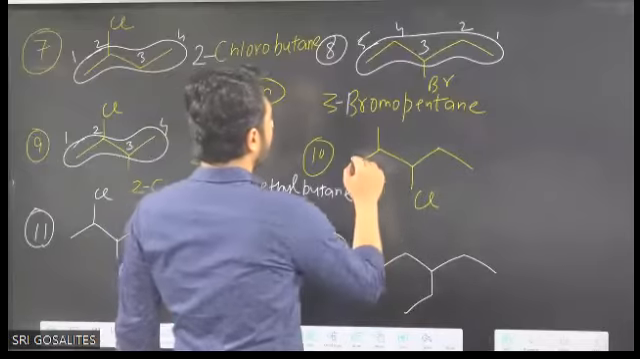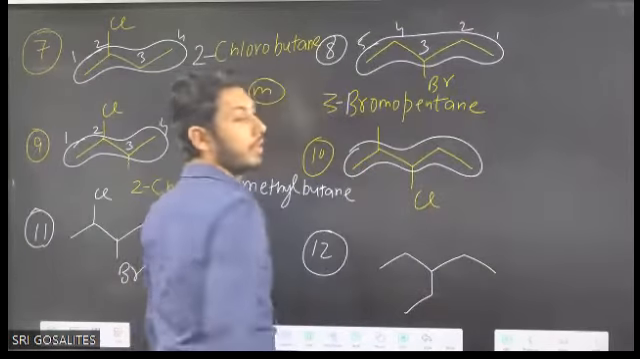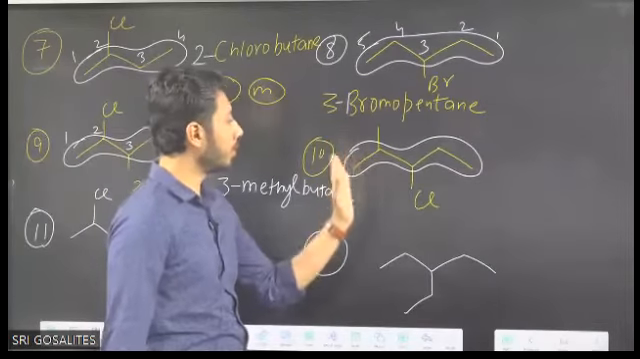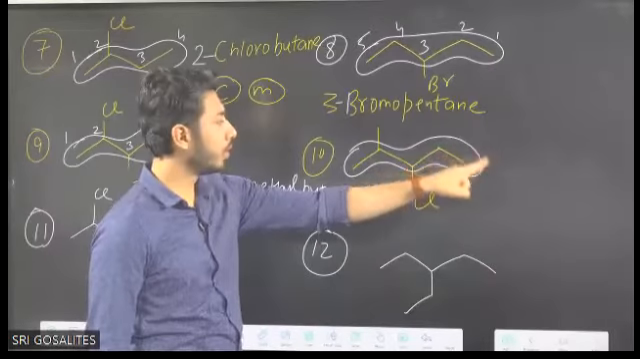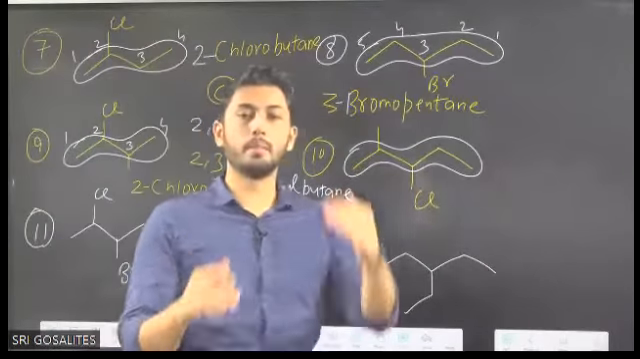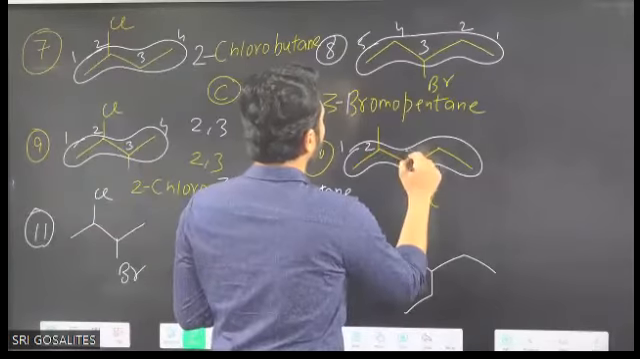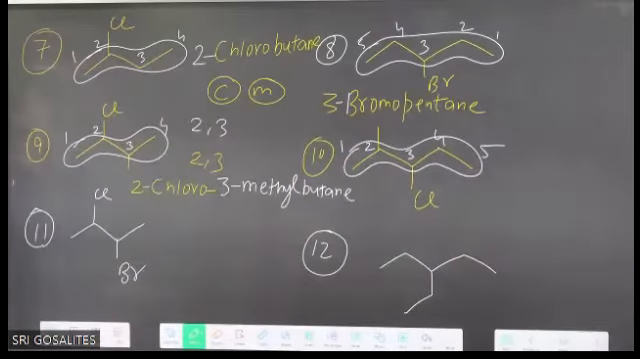Next example, select the longest chain. The longest chain is, but here there is no tie. From the left hand side, which numbers will you get? 1, 2, 3. Second and third. From the right side, which numbers? 1, 2, 3, 4. So what is the point? Select the longest chain, give minimum number to the substituent. So numbering will only be from the left hand side. Very good.